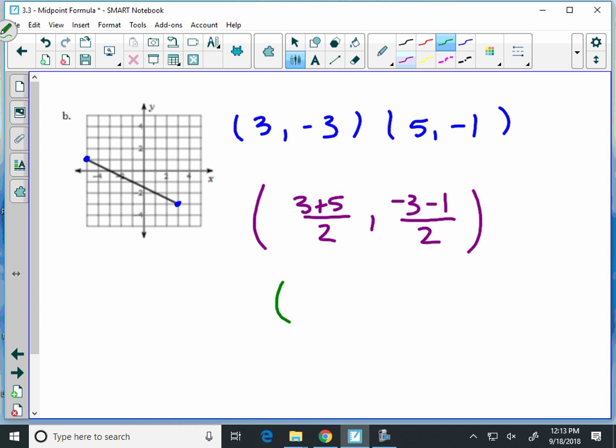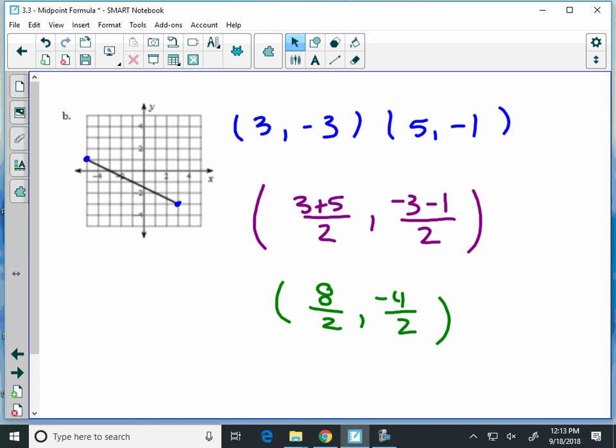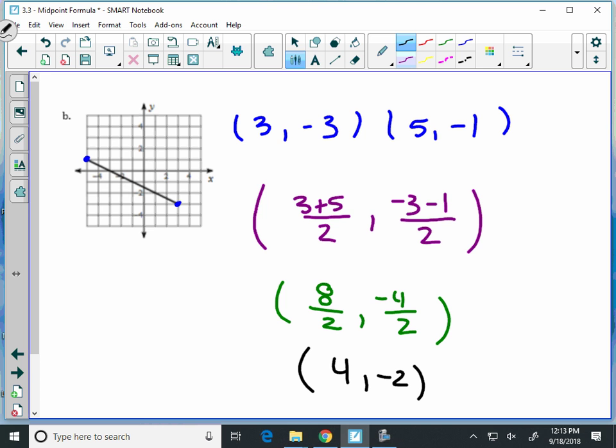And then clean it up some more. 3 plus 5 is what? And then -3 minus 1 is what? 4. Keep cleaning it up. Our last step. What's 8 over 2? Simplify down to 8 over 2 is 4. And -4 over 2 is 2. And we're done.